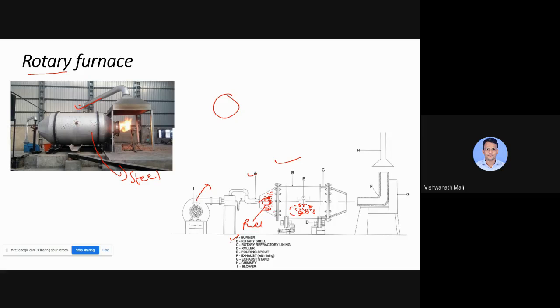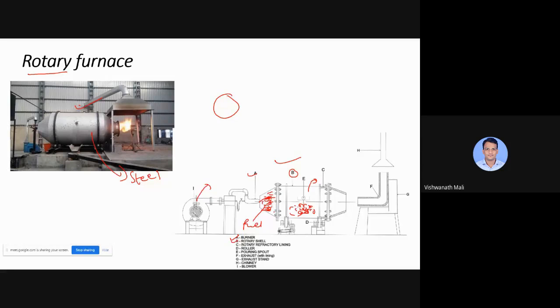Inside this shell, that is the rotary shell. You can see the B part, that is the rotary shell. Inside the rotary shell we have the scrap. Now these flames, these hot gases will heat this scrap, and whatever scrap is there will get melted, and it is rotating.